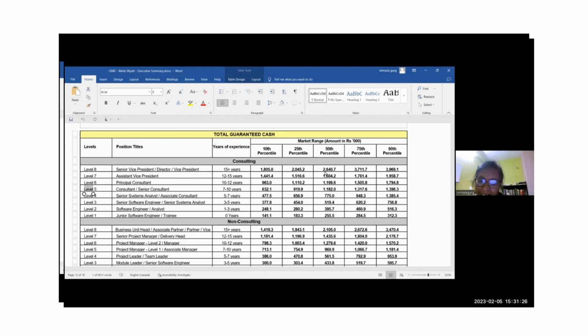All right. So the current salary, total guaranteed cash, I'm looking at again apple to apple. Total guaranteed cash is 28 lakhs. Now, what do I look at here? Vis-a-vis the market, at what percentile am I paying? So you all tell me, any one of you, where do you think I am with the market?